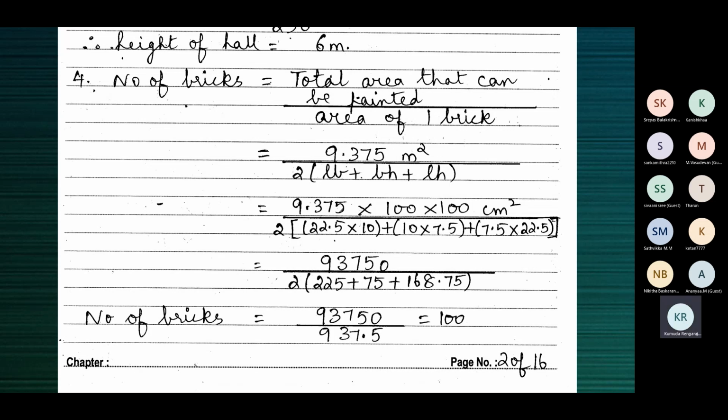The number is always area by area or volume by volume. So here it is area by area. The bigger area divided by the smaller one. So the total area that can be painted divided by the area of one brick, 1 unit.